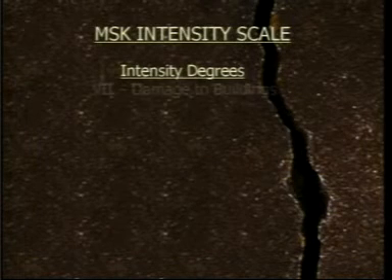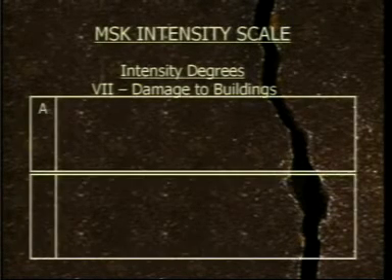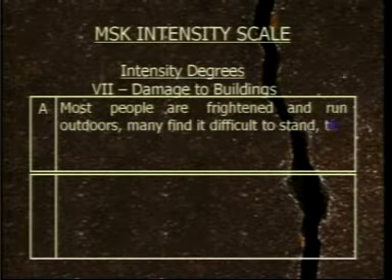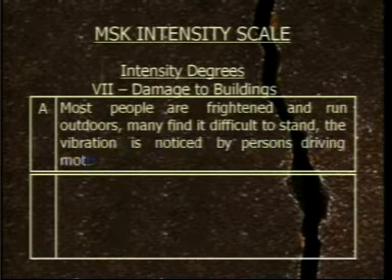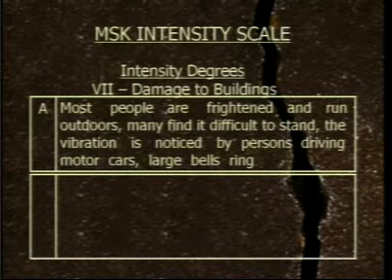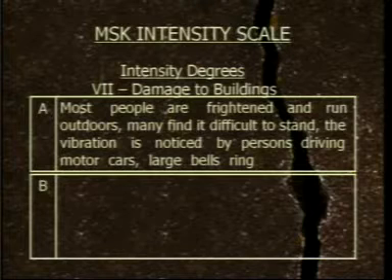Intensity 7 is damage to buildings. The A part consists of: most people are frightened and run outdoors. Many find it difficult to stand. The vibration is noticed by persons driving motor cars. The large bells ring.